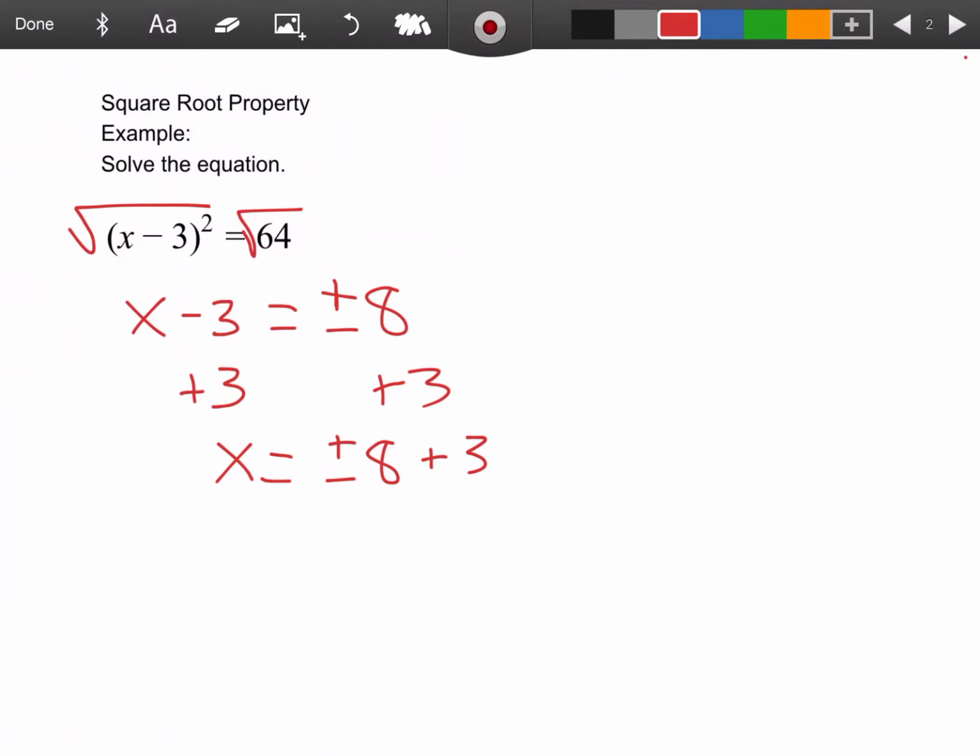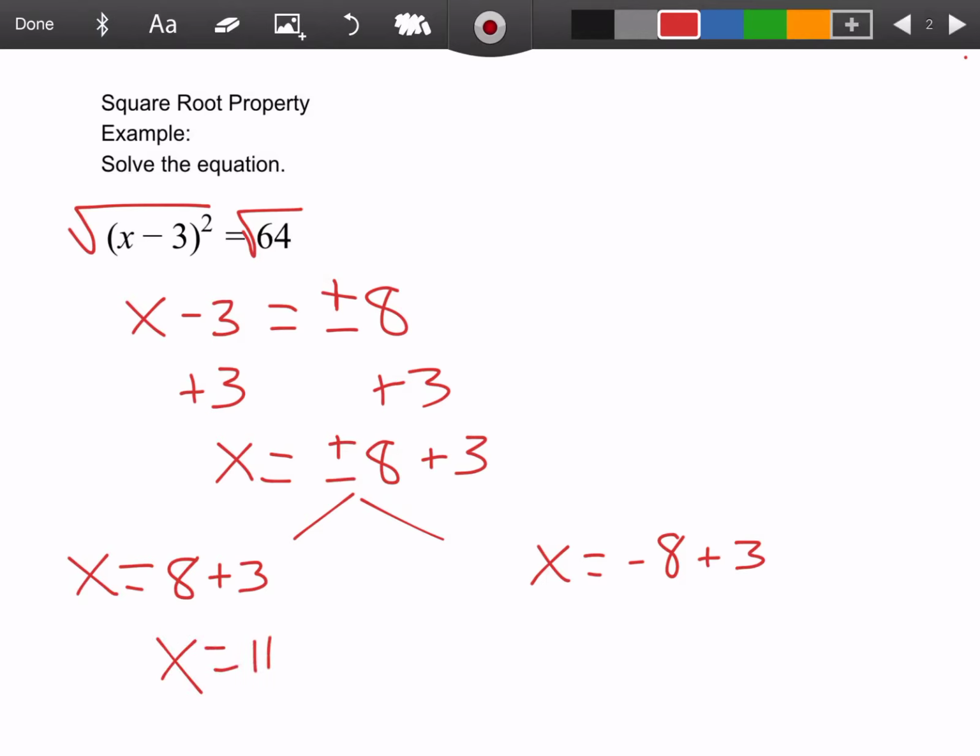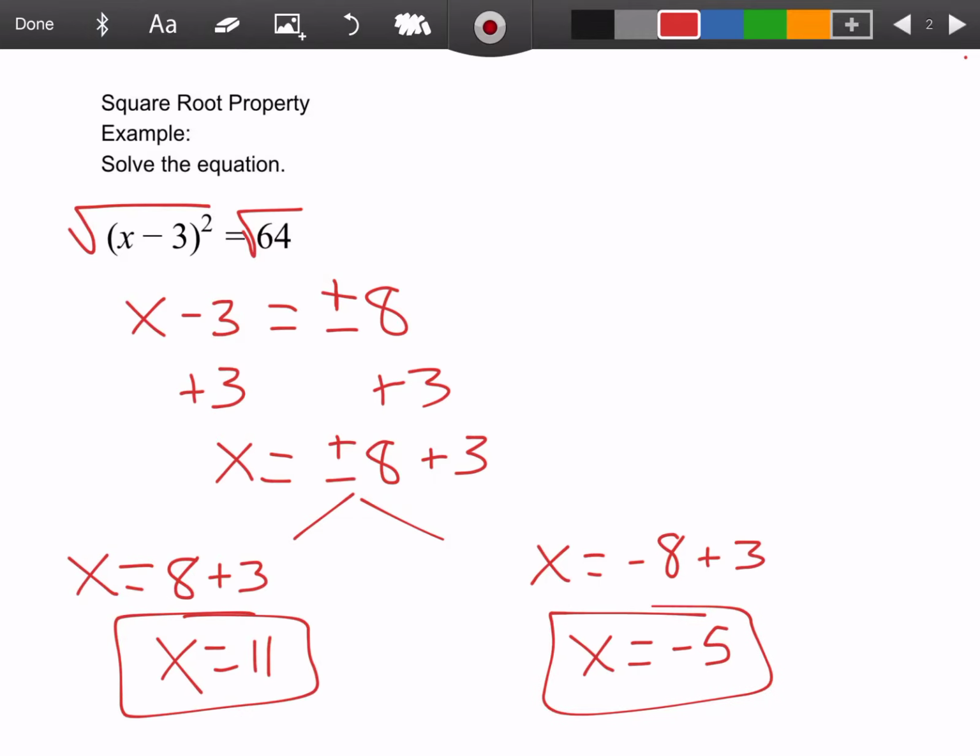That seems a little weird, so we're going to actually split that up. We're going to have x equals a positive 8 plus 3 and x equals a negative 8 plus 3. Then with simple arithmetic, we have x equals 11 and x equals negative 5. Now, we have two answers there, x equals 11 and x equals negative 5.